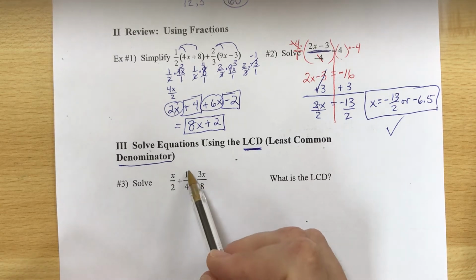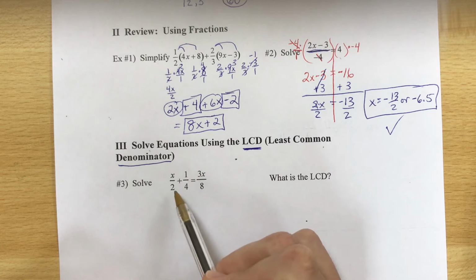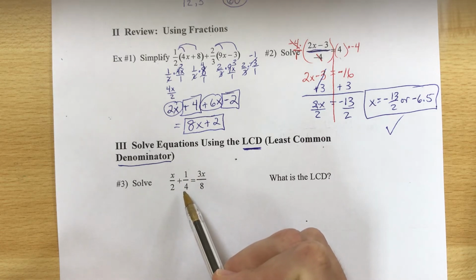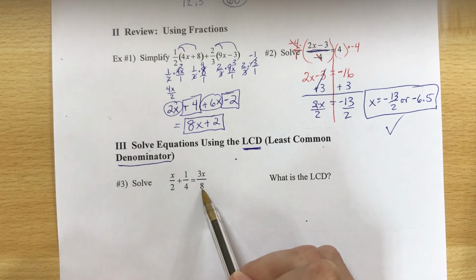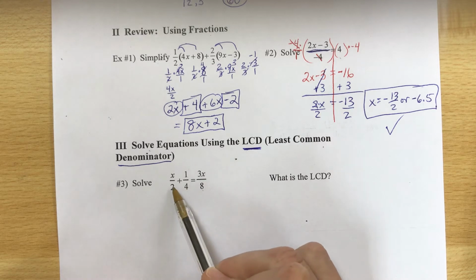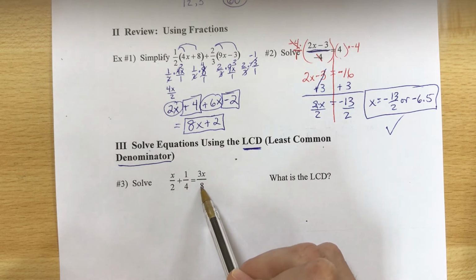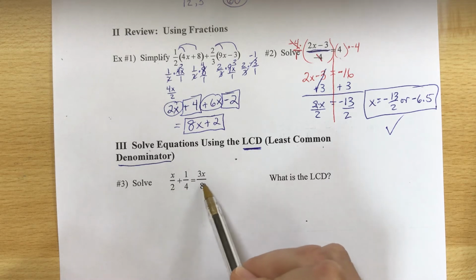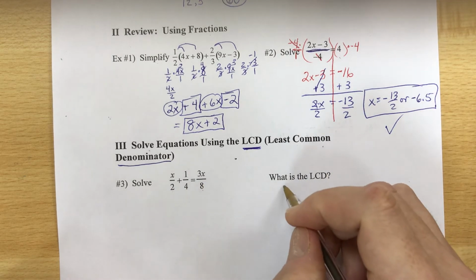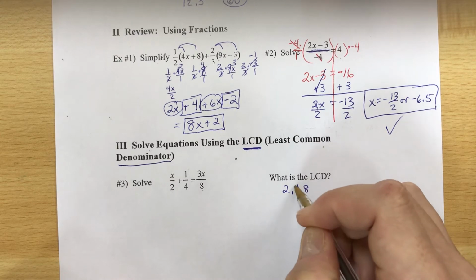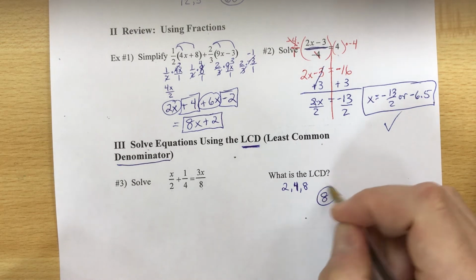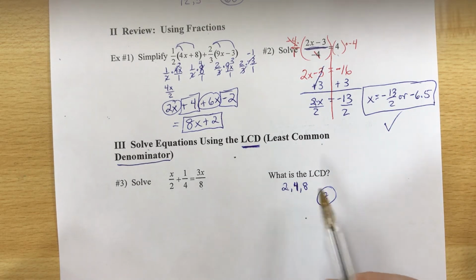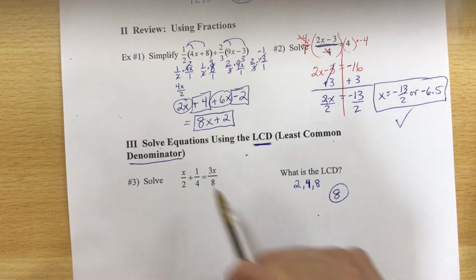One thing you can do, you could combine these two fractions by getting a common denominator and then go from there. But what's going to be easiest is to try to eliminate all the denominators at the beginning. Well, to do that, we need to multiply by a number that each of these go into. So what's the LCD of 2, 4, and 8? What is the least common multiple of these? Well, in this case, it's actually 8. 2 goes into 8, 4 goes into 8, and 8 goes into 8. 8 goes into itself.